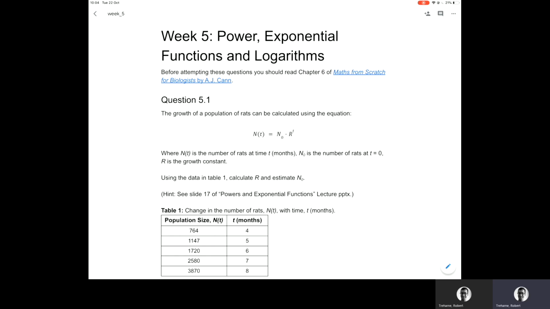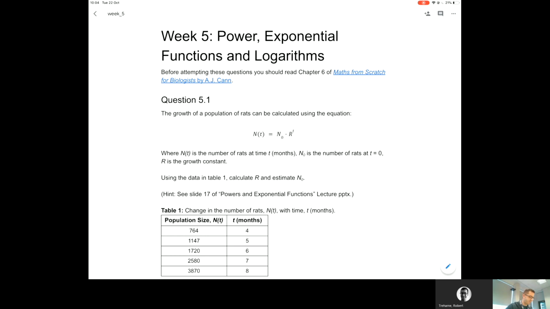Okay, right, week 5, everybody. We are looking at exponential functions and logarithms and power functions. And these questions this week are going to be a bit more challenging, I think, which is why I'm going to release these videos before the workshops. Let's just get stuck in.